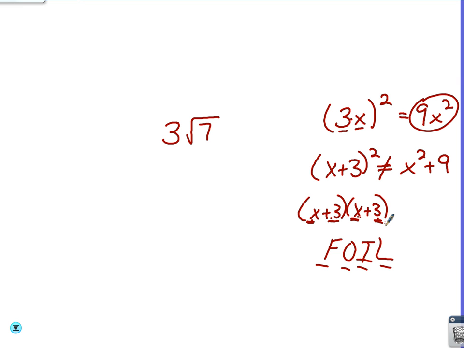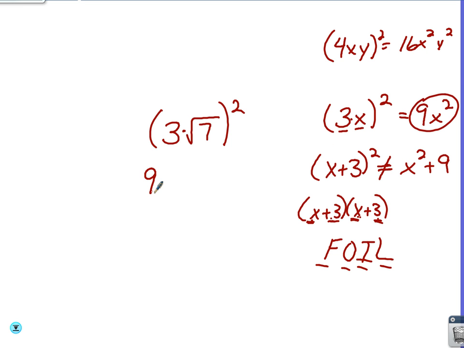But what we're doing looks like this. You might have to square 4xy. How do you square that? Well, you square the 4, you square the x, and you square the y. And that's what we're doing here. How would we square 3 root 7? It's easy. You square the 3, you square the square root of 7. You square the 3, which is 9, and you square the square root of 7.